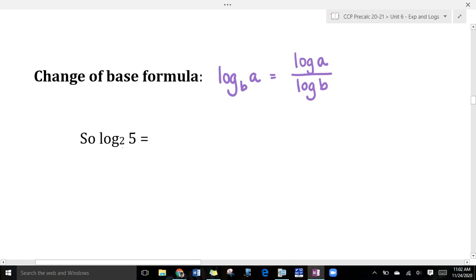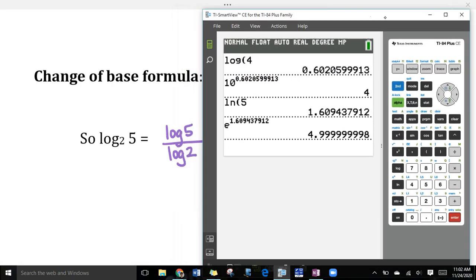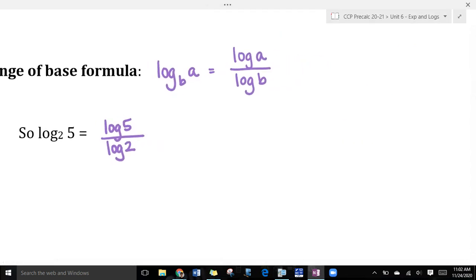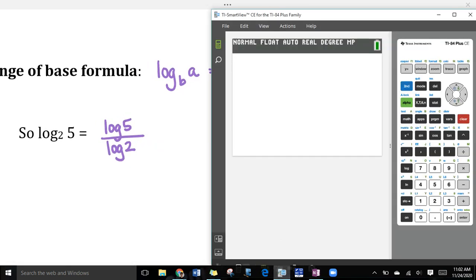So if we have something like log base 2 of 5, I'm going to again write this using log base 10s. So using that common log, the original argument heads to the top, the original base heads to the bottom. So if we want to calculate this, I can now type in log of 5 divided by log of 2. Okay, so this is telling me what power of 2 equals 5. This is the exponent that I could put on 2 to get a value of 5.